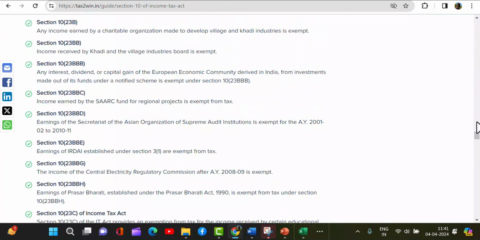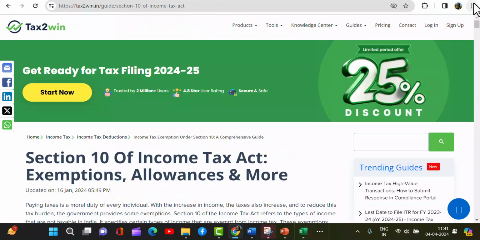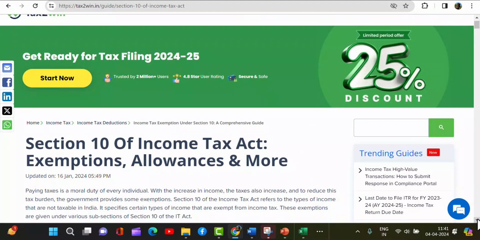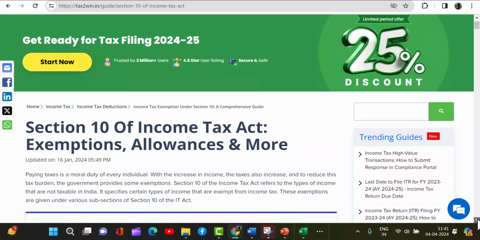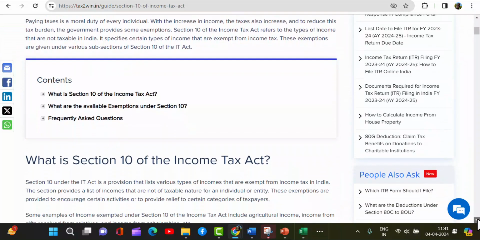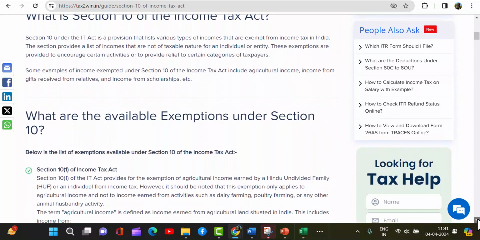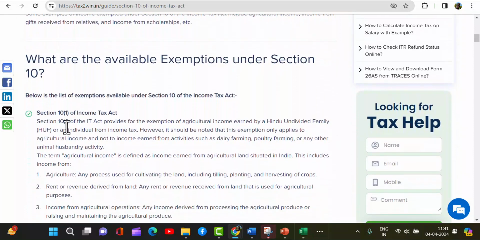So this is section 10, which talks about income exempt from taxes. It is basically all the incomes which are exempt. It's a very, very long section, and it tells you what all incomes are exempt. So these are all incomes which you are earning, but you don't have to pay any tax. The first one is what? Let's see. Read this, Kishore.